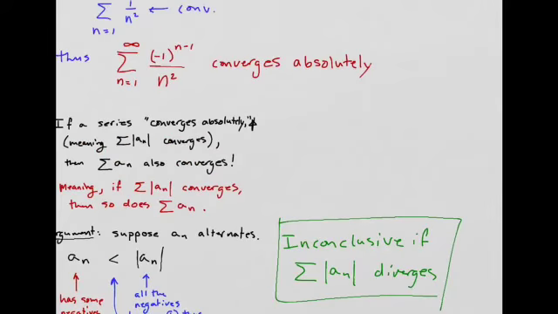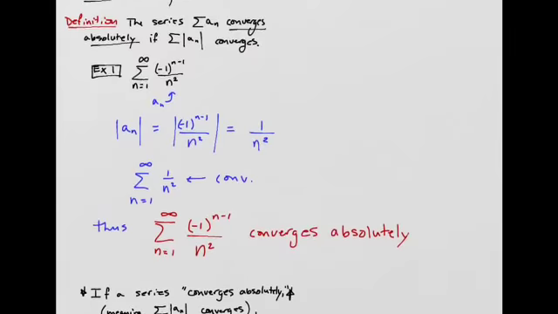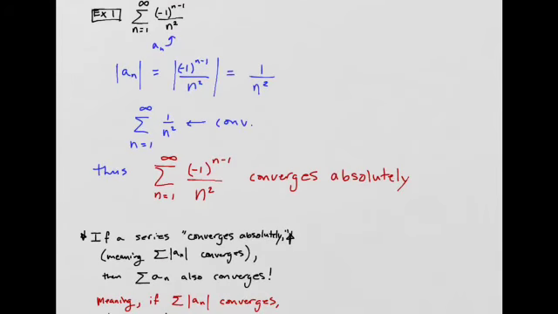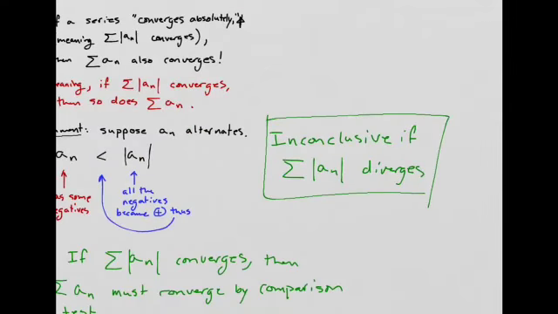Okay, so that's the end of this video. Hopefully you understand that. Maybe we'll take a look at some problems, or I'll just put it all together. When this does diverge, we have an alternating series test that we can use.